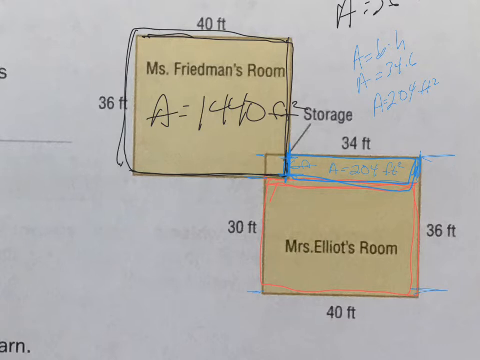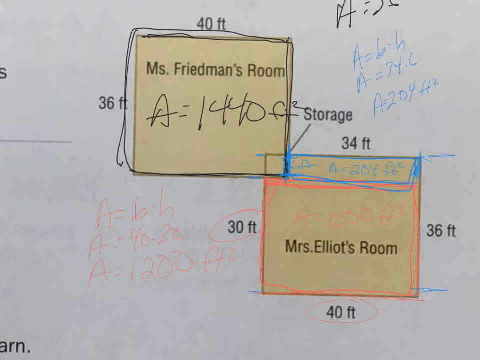So now all we have left is this portion of Miss Elliott's room. And I know that it is a 30 by 40. Area equals base times height. Area equals 40 times 30. And the area equals 1200 feet squared. Area equals 1200 feet squared.